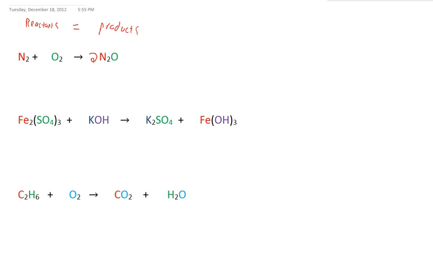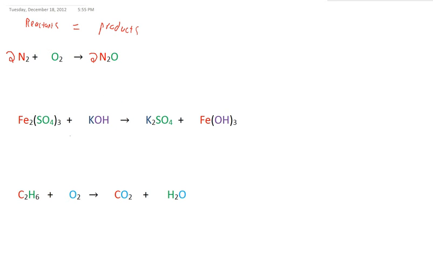So I need to have 4 nitrogens in the reactants also. And that's an easy fix. Since there's a 2 right here, what times that 2 will give me the 4? And that is a 2. So now 4 nitrogens, 2 oxygens. 2 times 1 is 2 oxygens. The first equation is balanced.